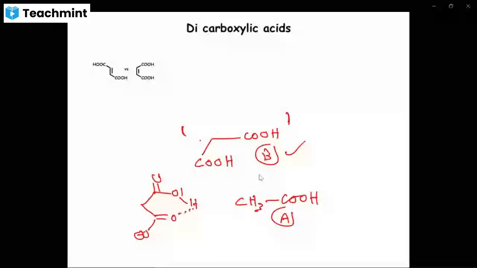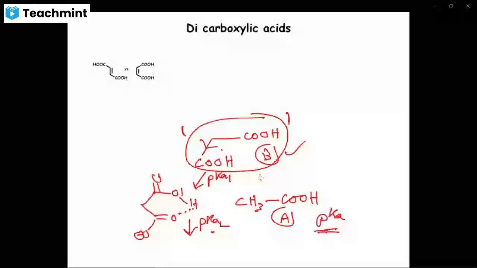Now let's compare the acidity. This will have two pK values, right? Because it has two acidic groups, it will have two pK values. So we are talking about pK1 of this, and this has only one pK value. So pK of this and pK1 of this. What about the second pK? If we consider pK2 of this acid and the acidity of this A, then which one will be more acidic?